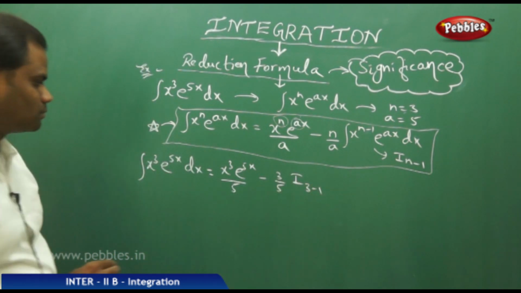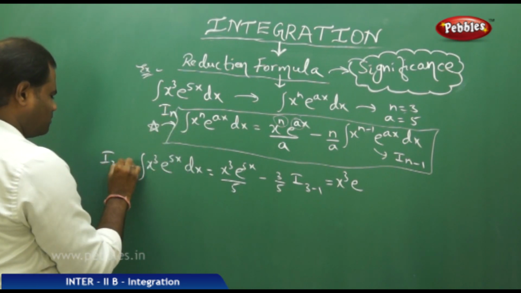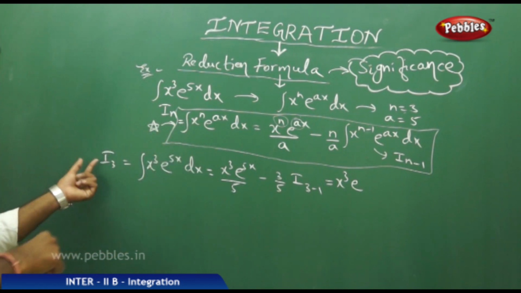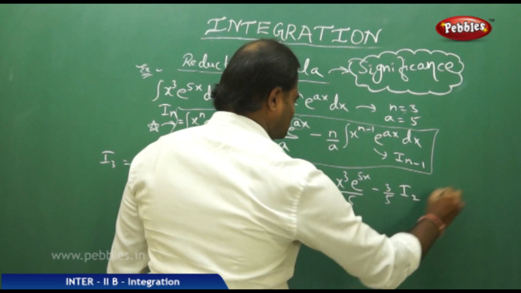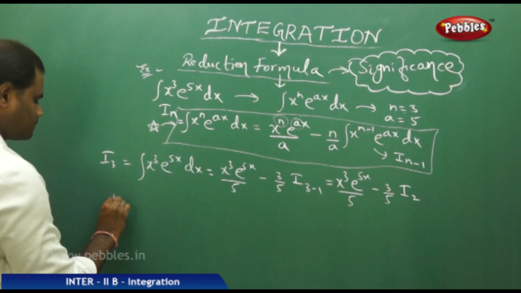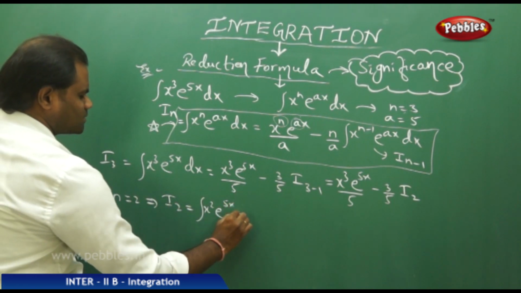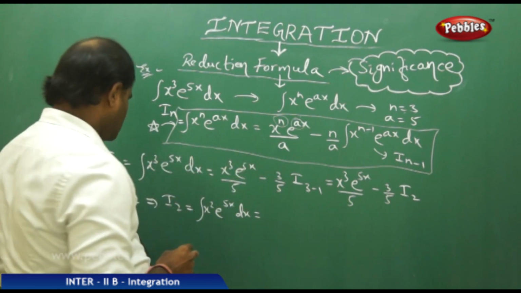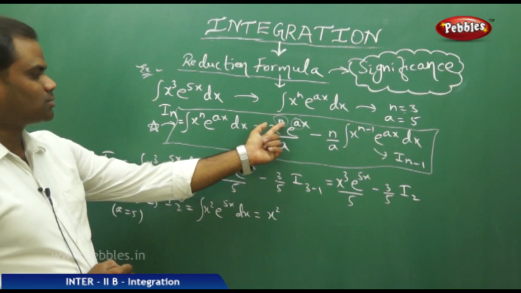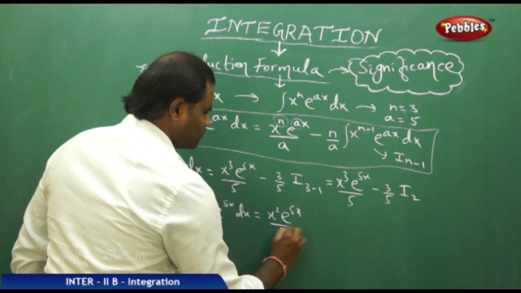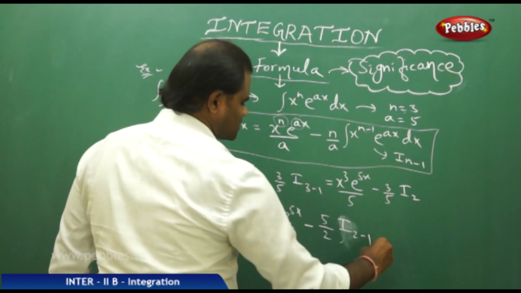This is I of n minus 1, which is I2. This is In, therefore my I3 is equal to this, because the formula of In with n equal to 3 implies I3 is this times x cubed e power 5x by 5 minus 3 by 5 of I2. Suppose I would like to find I2, which is the integral of x squared e power 5x dx. I am going to find it using n equal to 2, and here of course a is equal to 5. So with n equal to 2, I2 equals x squared e power 5x by 5 minus 2 by 5 times the integral, or this is I of n minus 1.